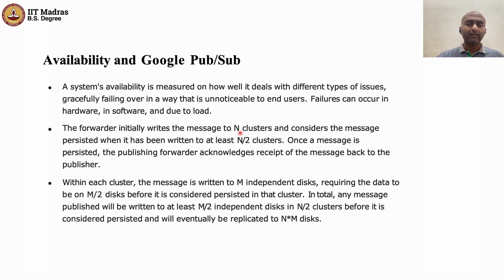Now, what is n here? N really refers to the number of machines in the cluster, and the machines could be as decided by Google based on the scalability, the volumes, and the velocity with which the data comes in. That's not under your control. Once a message is persisted, which means at least a simple majority has acknowledged, the forwarder acknowledges receipt back to the publisher. So that's how it guarantees at least some level of availability in the face of one or a couple of machine failures.